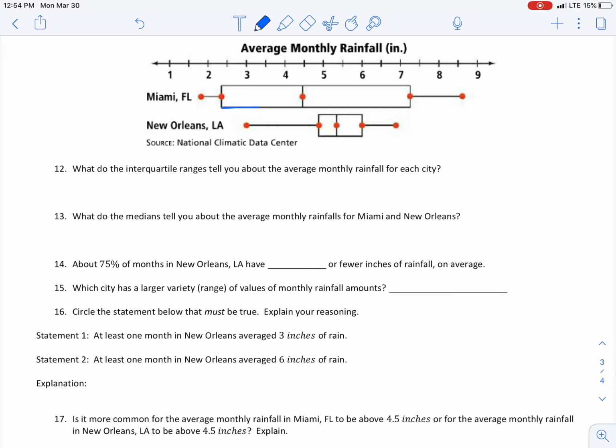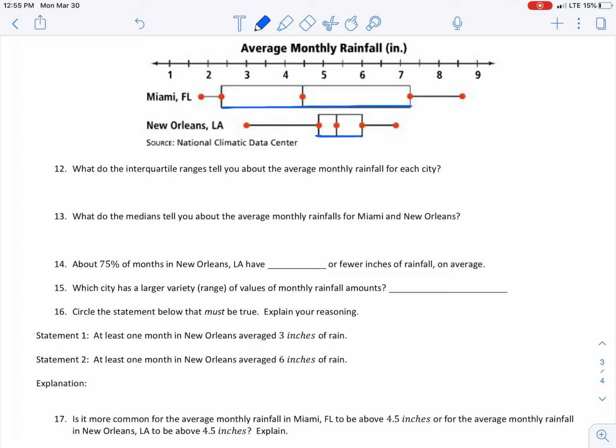If you look here at Miami, Miami has a very large interquartile range, from Q1 to Q3. Then if you look at New Orleans, you have a pretty small range from Q1 to Q3. What that's basically telling us is that the range of average monthly rainfall for Miami is a lot larger than it is for New Orleans. New Orleans has basically a set amount of rain that it gets, but Miami has a very sporadic amount of rain.